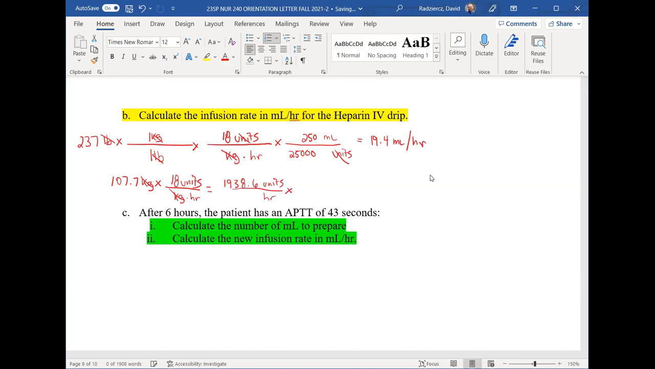So I'm going to multiply by what we have up here, 250 ml, 25,000 units. So 1938.6 times 250 divided by 25,000 gives me 19.386, which is the same thing as rounded 19.4 milliliters per hour.